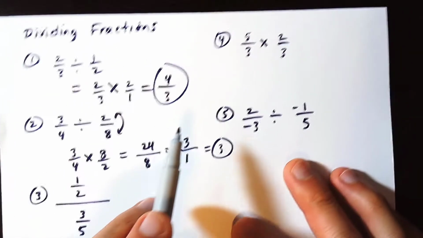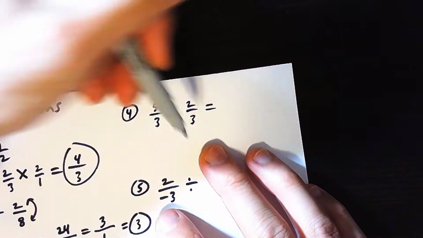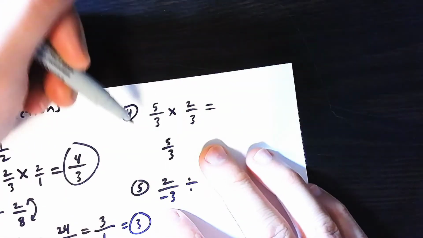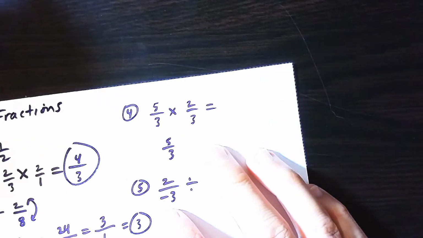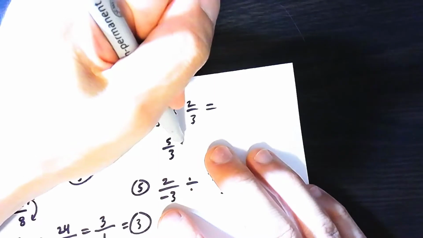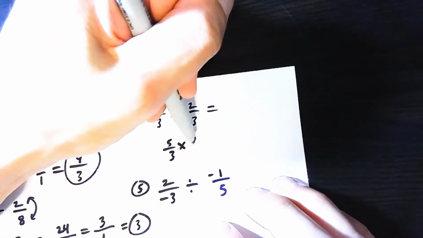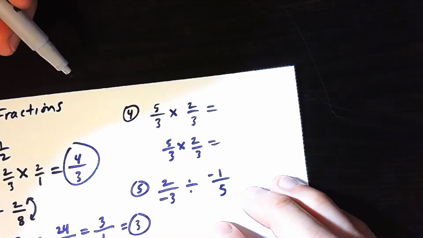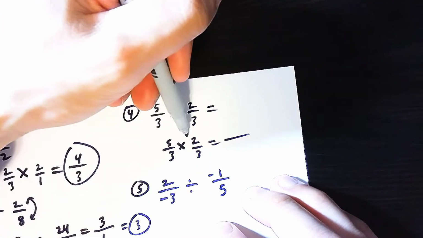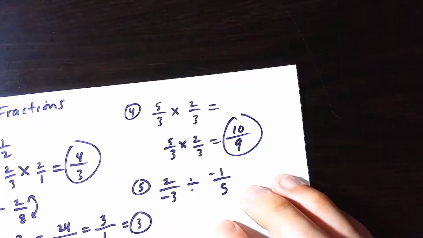Now let's skip over to question number 4 and focus on what to do. We know that we have 5/3 as the left number. And no, we're not going to flip the right. Why are we not going to flip it? Because it's already times. So please don't get confused between divide and times. So we simply multiply across. 5 times 2 is 10, and 3 times 3 is 9. And there's our answer.